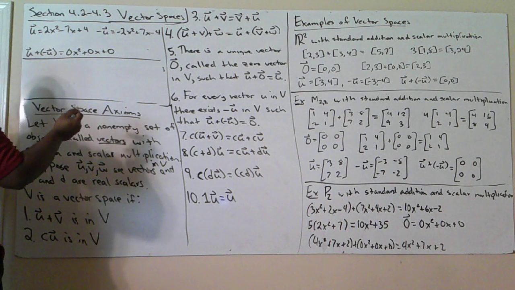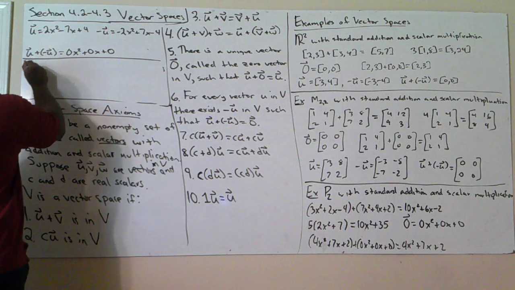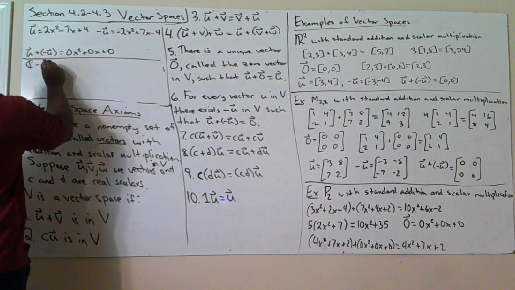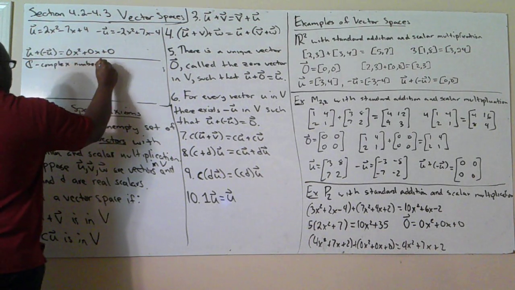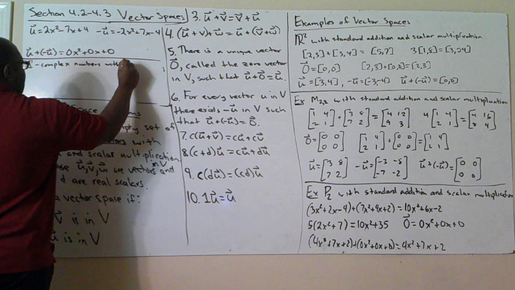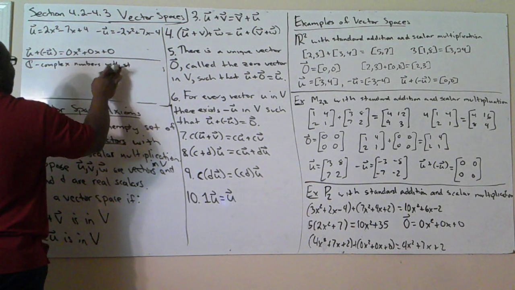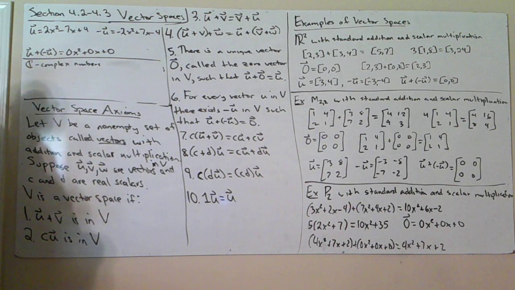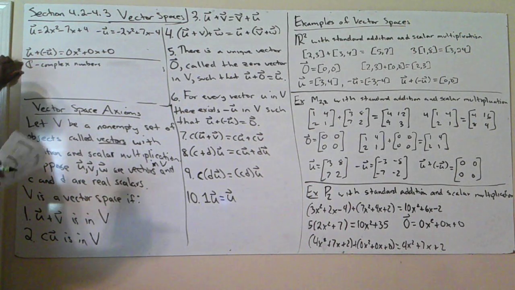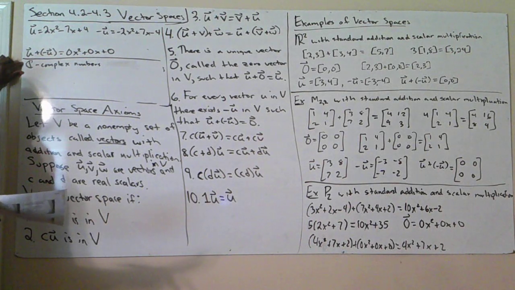Of course, you have the complex numbers. So I have the complex numbers with standard addition and scalar multiplication. The complex numbers are going to be a vector space if we're dealing with the standard addition and scalar multiplication that we're used to.